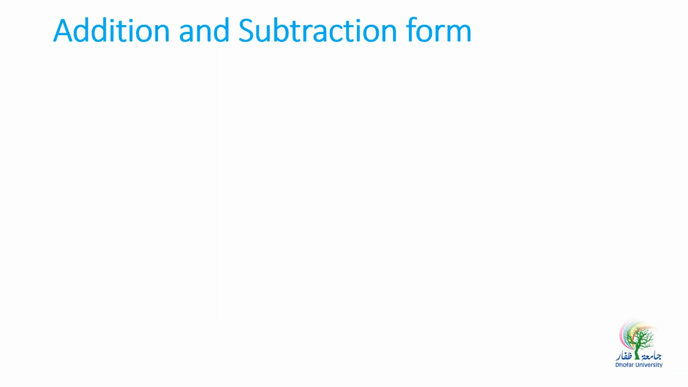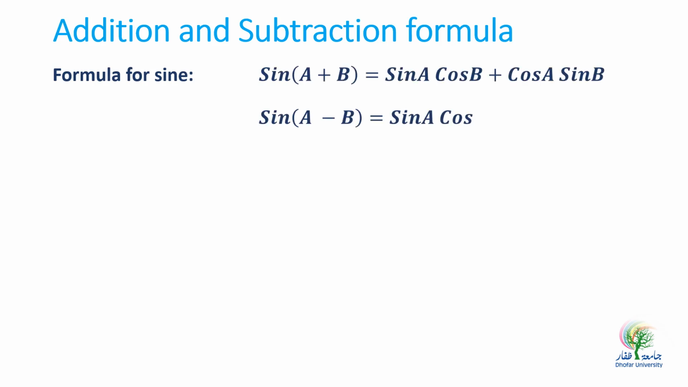Now we study addition and subtraction formulas. These are formulas to remember. Formula for sin. Sin a plus b is sin a cosine b plus cosine a sin b. If plus is here, plus will be here. Sin a minus b is sin a cosine b minus cosine a sin b. If minus, we keep minus. I hope you memorize it like that. Sin a plus b is sin a cosine b plus cosine a sin b.